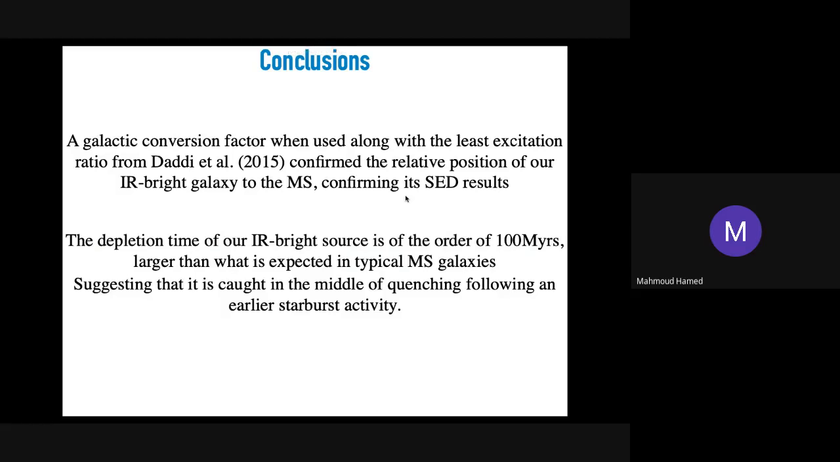To conclude, a galactic conversion factor when used along with the least excitation ratio from Daddi et al. 2015 confirmed the relative position of our ULERG to the main sequence, which was confirmed by the SED result. The depletion time of our ULERG is of the order of 100 mega years, which is larger than what is expected in typical main sequence galaxies, which suggests that this is a galaxy that is caught in the middle of quenching following an earlier starburst activity. So basically, it's a starburst galaxy on the main sequence, and such galaxies were also studied in the literature recently, such as Elbaz et al. 2018 for starburst on the main sequence.